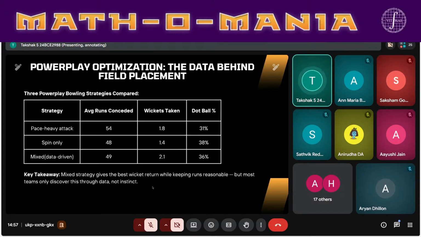And the dot ball percentage is 36%, which is between pace heavy and spin only. So the mixed strategy wins on the most important single metric, the wickets taken, while keeping runs conceded nearly as low as the spin only approach. But here is what makes this so striking. Most teams go with pace in the power play because that's what has always been done. That's what feels right to them. And that's what the crowd loves too. This is exactly the gap that analytically driven teams are quietly exploiting every season.